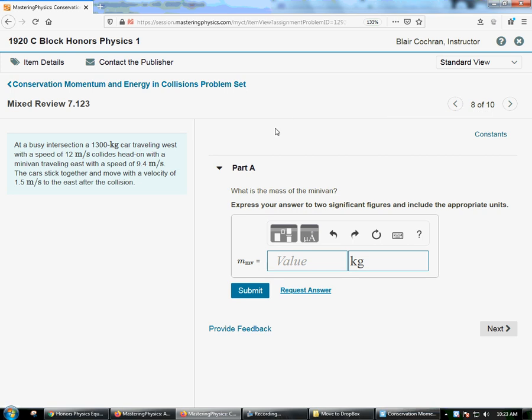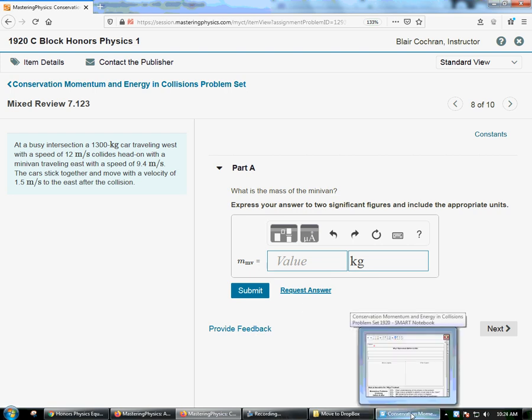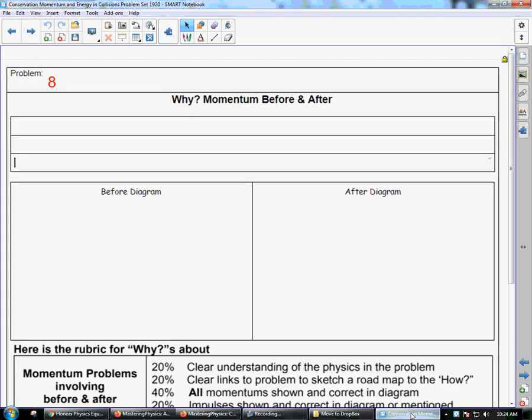The intersection. You've got a car traveling west with this speed, collides head-on with the minivan traveling east with this speed. The cars stick together and move off with the velocity of this after the collision. So we want to know the mass of the minivan. What type of collision do we have here? They stick together afterwards. It's inelastic, and it's a specific type of inelastic because they stick together. Perfectly inelastic or totally inelastic, and that's important.